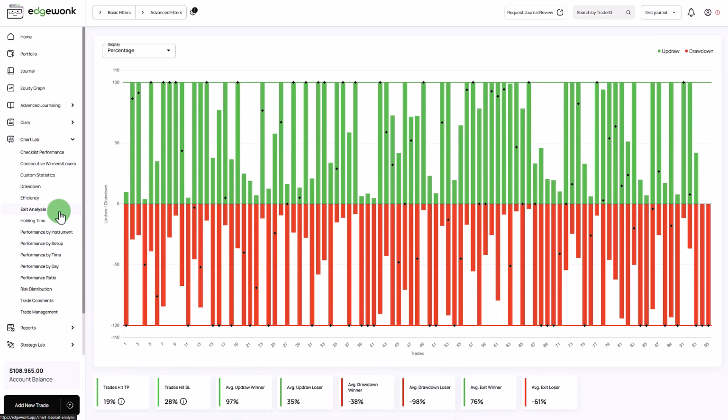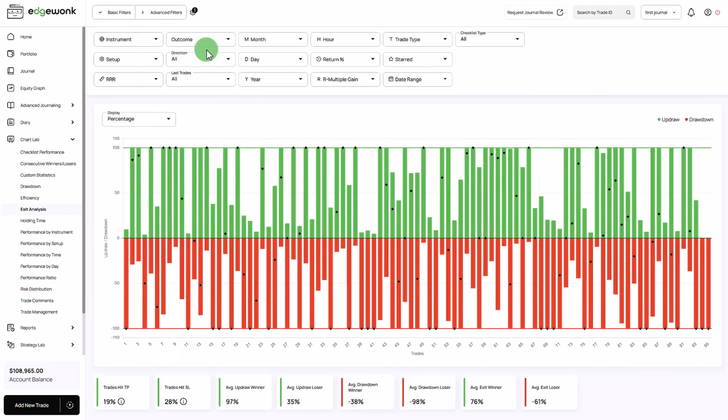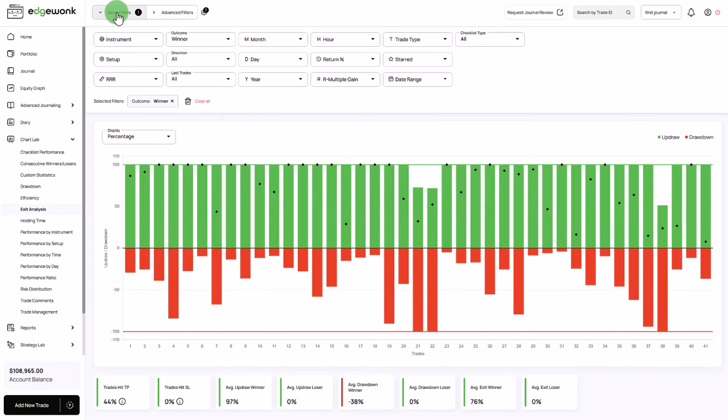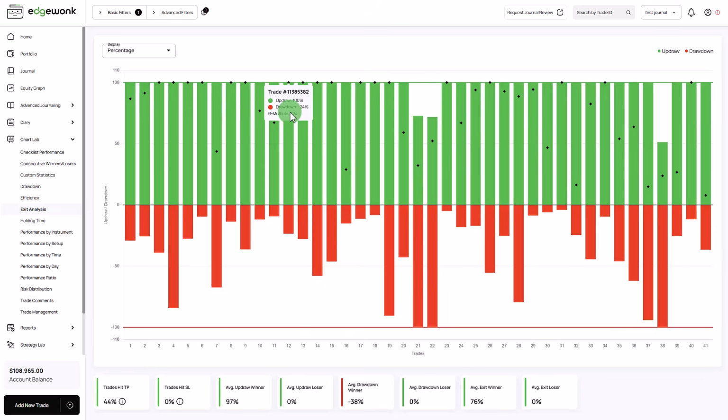Let's look at exit analysis. And at first glance, this looks absolutely messy, but let's dig into this because there is something absolutely fascinating that could change this trader's performance and whole approach. So what we're doing here is we are going first to the winning trades. So we only want to look at the winning trades. And this is absolutely fascinating. So let's decode the numbers here.